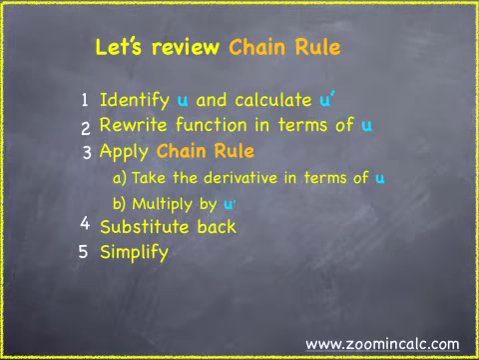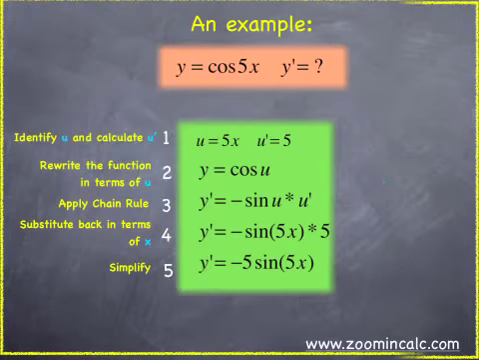First step would be to identify u and calculate u prime. Second step, rewrite the function in terms of u. Step 3, apply chain rule. Two parts. Part A, take the derivative in terms of u, and part B, multiplied by u prime. Step 4, substitute back, and step 5, simplify.